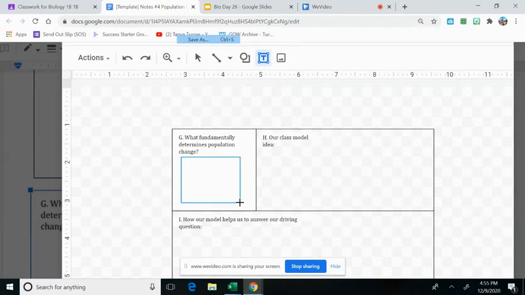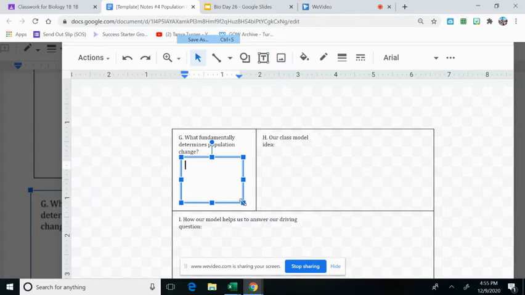Okay. So I asked you, I left you on the slideshow, what fundamentally determines a population change? We kind of already said it. It's way more simple than you probably think, and it's births and deaths.